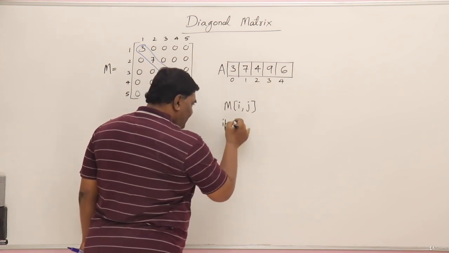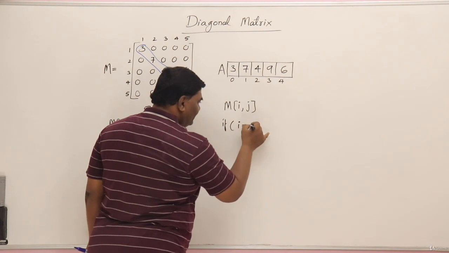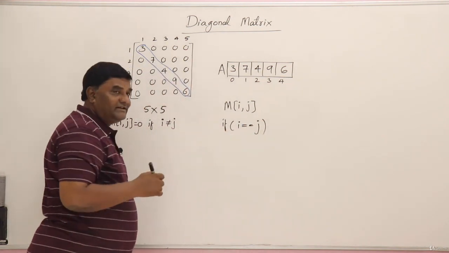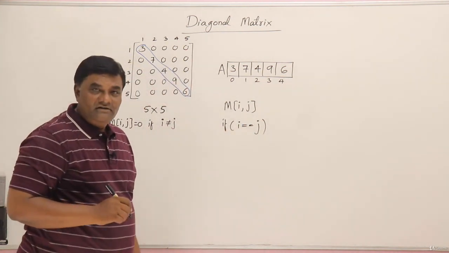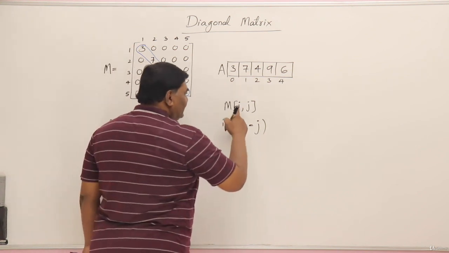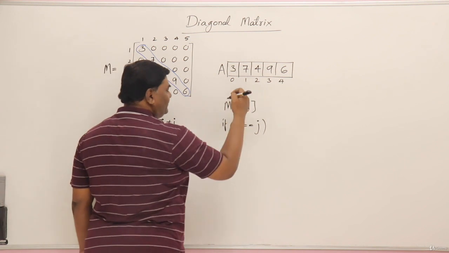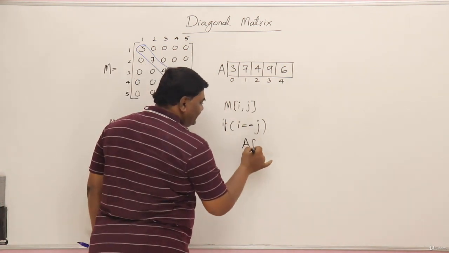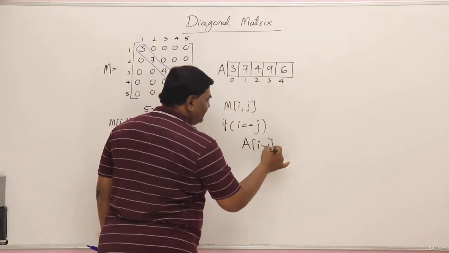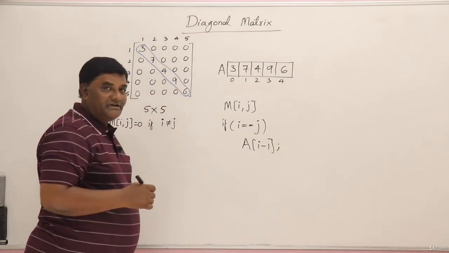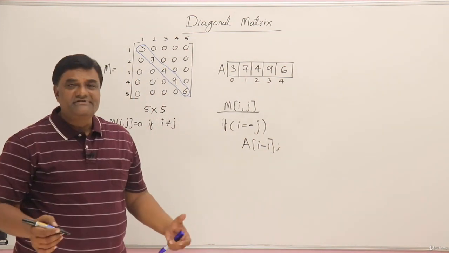First of all, if i is equal to j, then only we have an element, right? So if i is equal to j, then 2, 2 is present at 1, 3, 3 is present at 2. So the element is present at i minus 1, or even I can say j minus 1. So this is very simple.